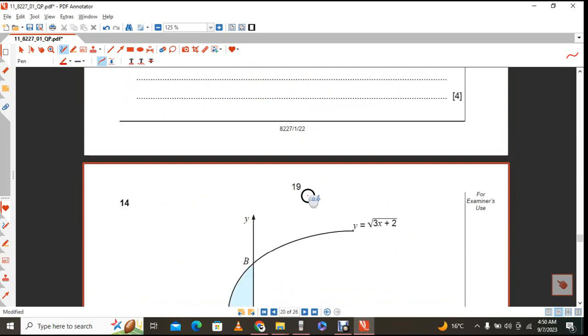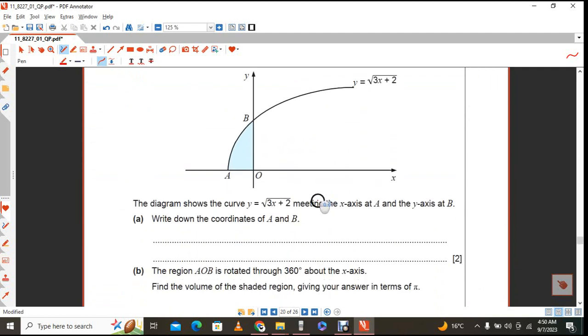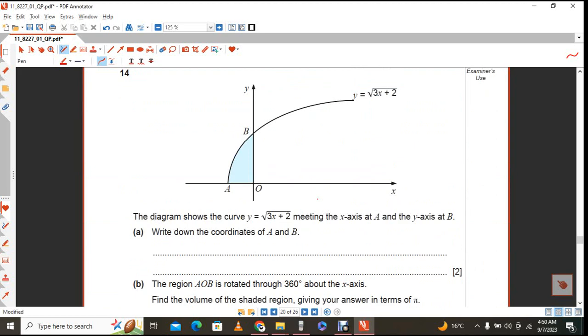Okay, question 14. The diagram shows the curve y equals the square root of 3x plus 2, meeting the x-axis at A and meeting the y-axis at B. You're supposed to write the coordinates of A and B. So the equation of the y-axis is x equals 0. The equation of the x-axis is y equals 0.